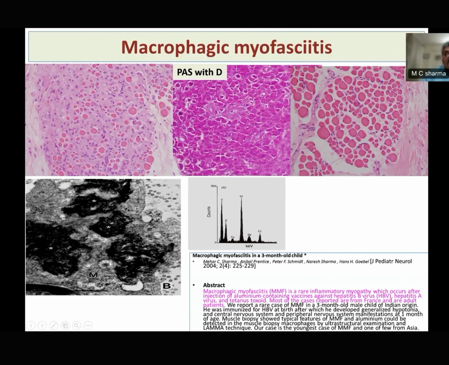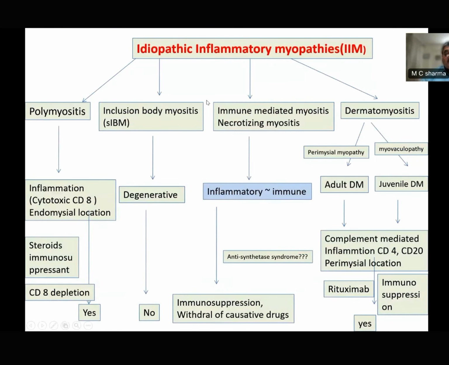This is one of our cases in a child, where one can demonstrate the aluminium filaments in the muscle biopsy. There are other ways to demonstrate the aluminium. But now in India, most of the cause of this macrophagic myositis is the hepatitis B vaccine, where there is aluminium in the vaccine. And this has been demonstrated even in the circulating macrophages. Some of the children develop demyelination of the brain. This is one side effect of the hepatitis B vaccine or the tetanus toxoid.